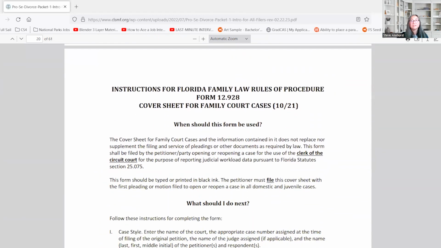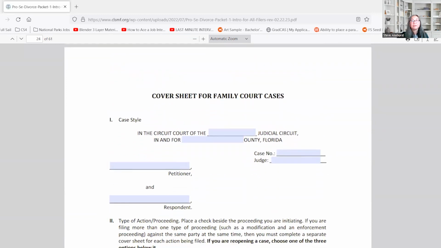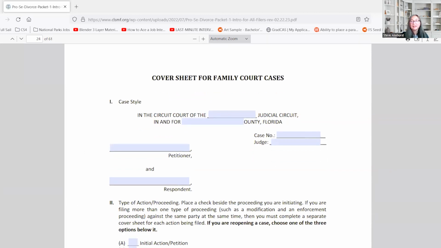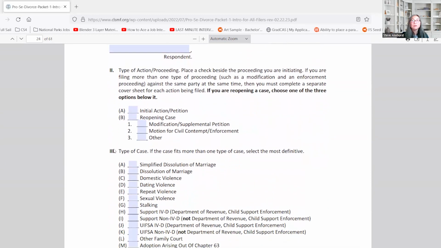All right, so the next form we have is the cover sheet. This form has the cover sheet, and the case style, as we mentioned, is the circuit. You're going to fill it out as you did in the other forms. And this one is pretty simple. Everything that you're filing is an initial action, so you're going to check that. And everything you're filing is check B, dissolution of marriage. This is not simplified. The simplified one we'll go over later, if you have no property and no children. But at this time, everyone is filing a dissolution of marriage.